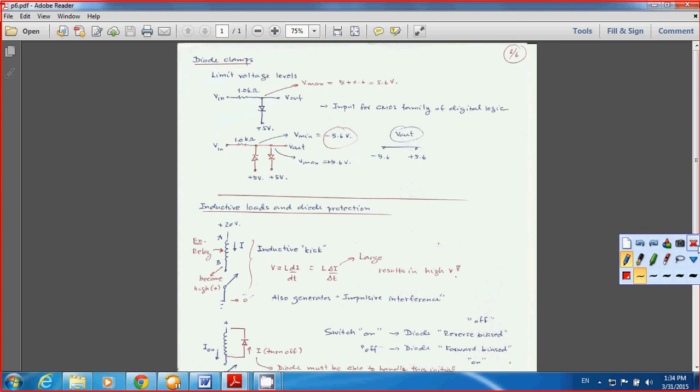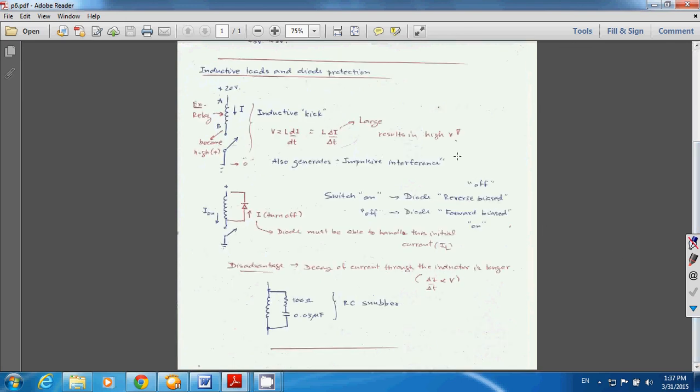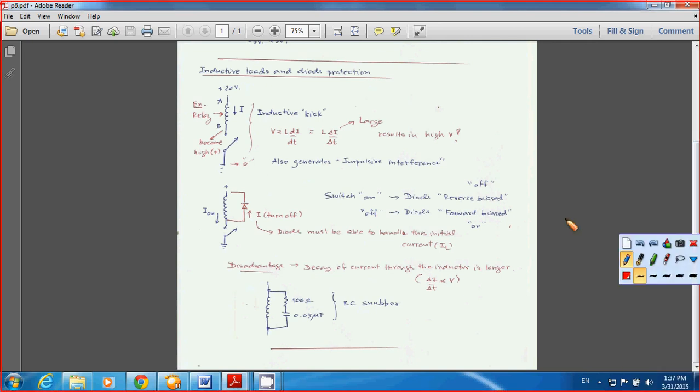Okay, before I finish this YouTube video, let's take a look at inductive loads and diode protection, because this also gets involved with the inductor L, and you can bring in the diode to solve the problem.